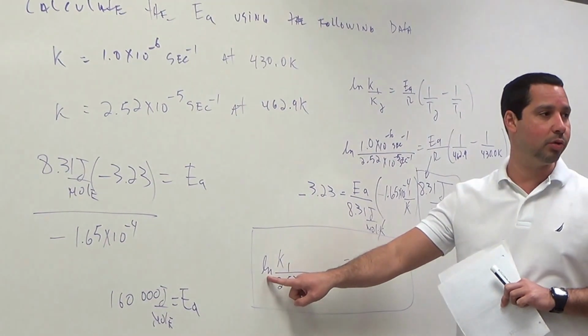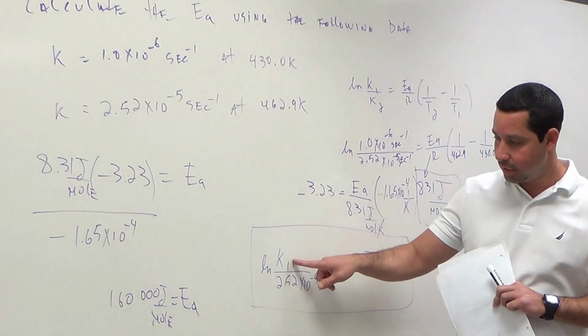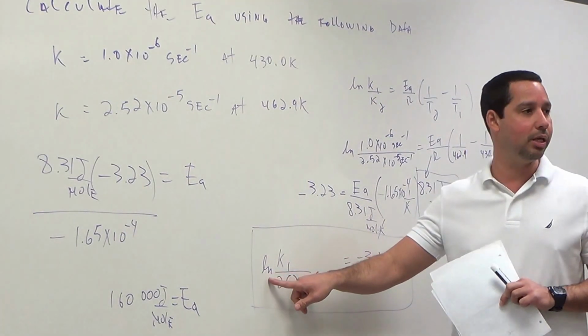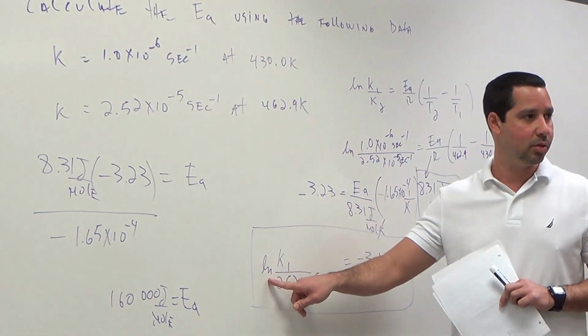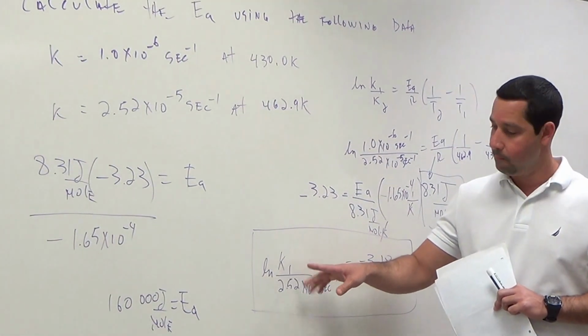Is that bothering you, yes or no? When you look at it and you want to calculate this, do you have a problem with this ln in the front? Yes, you do. You don't like it. It's not ln of k that you want, it's just k by itself. So you have to get rid of this.